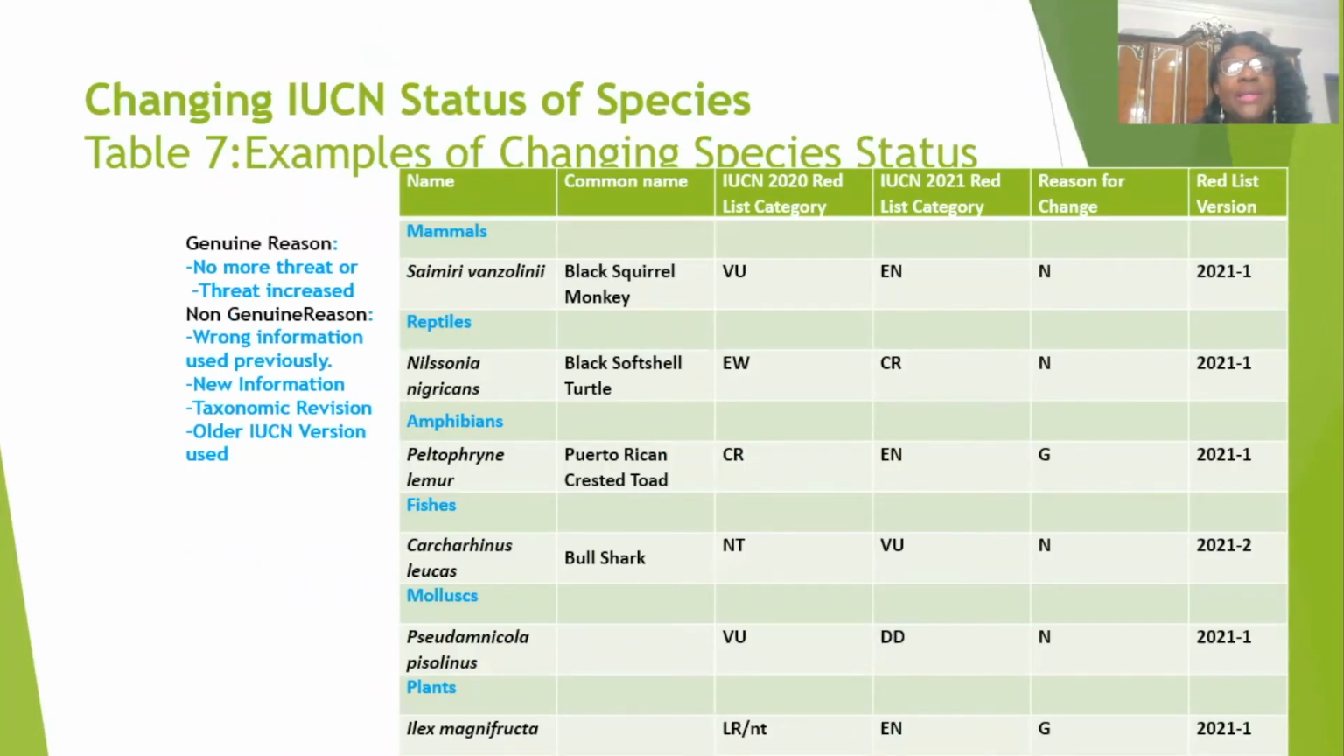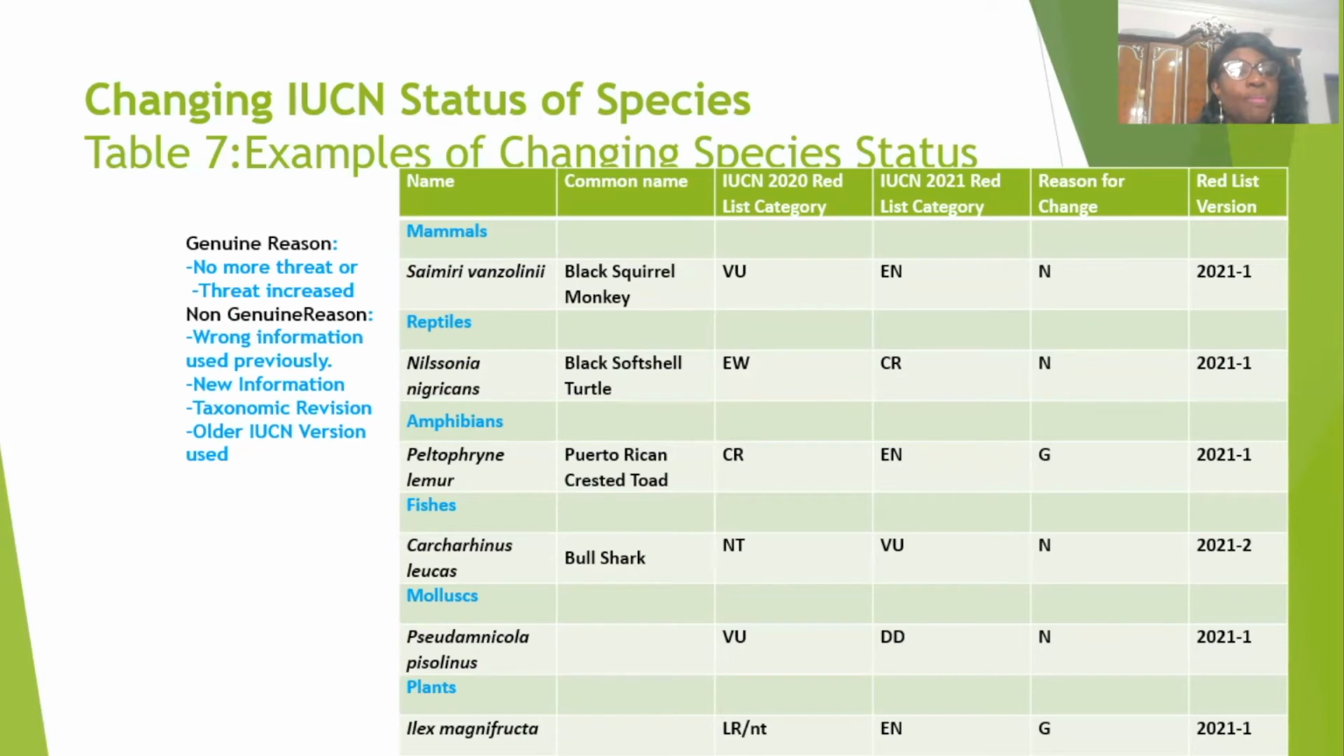Changing IUCN status of species. Some species do change their status, according to IUCN, for two reasons: genuine reasons and non-genuine reasons. Genuine reasons include no more threat. The species is no longer subjected to any threats, either as a result of environmental restoration or species introduction, in which case the species improves. Or the species is subjected to continuous, unabated threats, in which case it deteriorates in status.